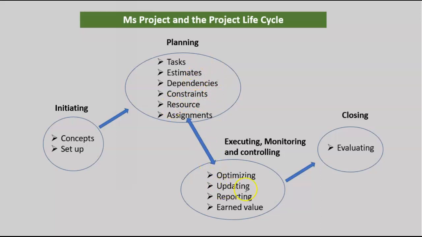And then we go to executing. In executing, we look at optimizing, making sure we have the best possible plan. Updating with performance. So if we have completed 20% of a task, we update. We look at reporting to our stakeholders. And with earned value, we look at measuring.